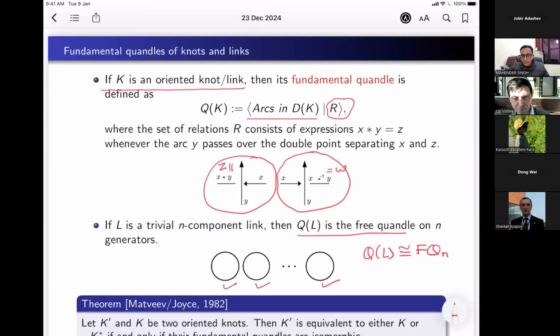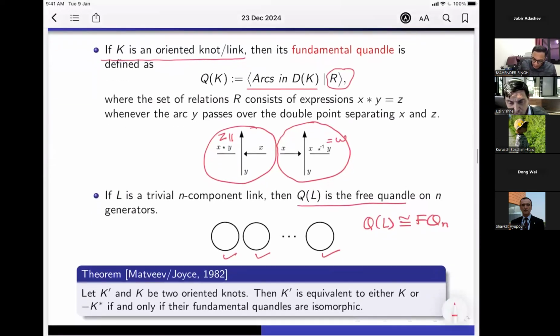So just like we have free groups, we have free quandles, and there is an explicit model for free quandles. In fact, it comes from free groups. You take the free group of rank n, and in the free group of rank n, you take the conjugacy classes of generators. And in that, you impose the star relation as conjugation. That gives you a quandle. And in fact, it serves as a model for the free quandle of rank n.